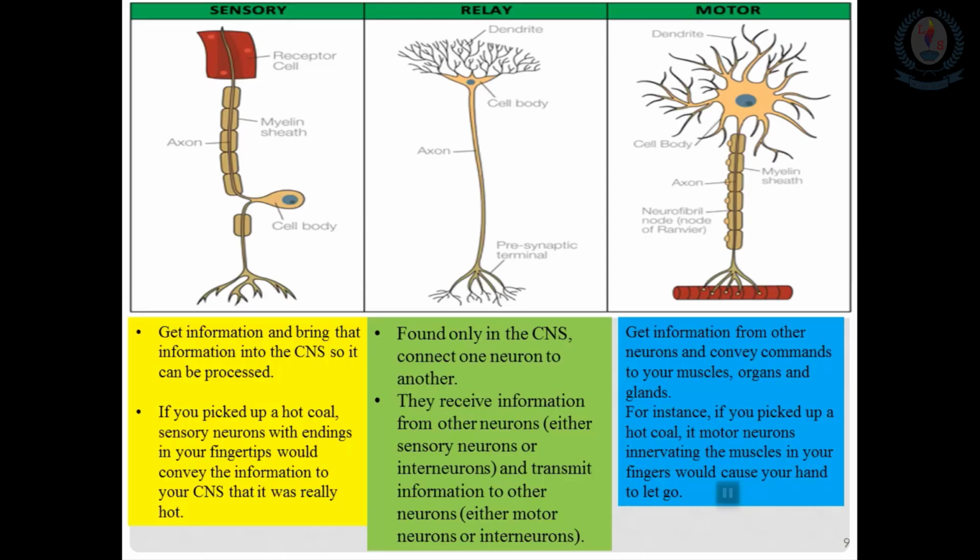When you touch a hot object, sensory neurons in your fingertips convey the information to the central nervous system. Then it will be taken from an interneuron and passed to another interneuron, or it can be passed to a motor neuron directly. So the motor neuron can convey commands to your muscles in the hand to take an action by taking away your hand because it's a hot object. So here you can see the three different types of neurons.